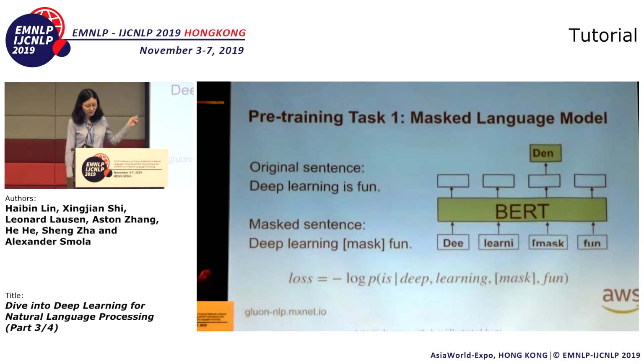In this example, the input is "deep learning is fun", and we mask the word "is". When we train BERT, we try to predict the masked word. You can also think of this as a denoising autoencoder, where we add noise to the input sentence by masking some words, and then BERT tries to reconstruct the original input by predicting the masked word. The loss is the negative log likelihood of the masked word given all of its context.